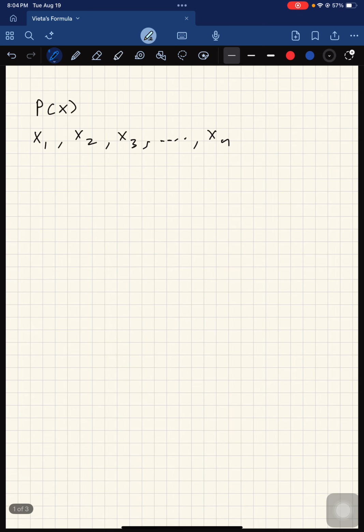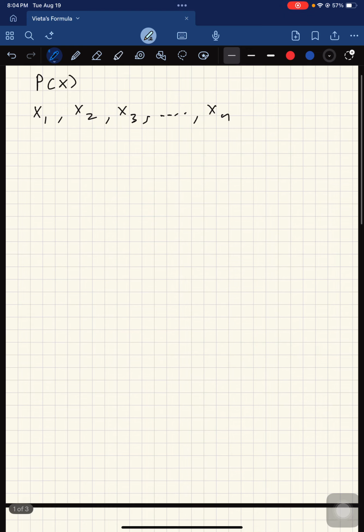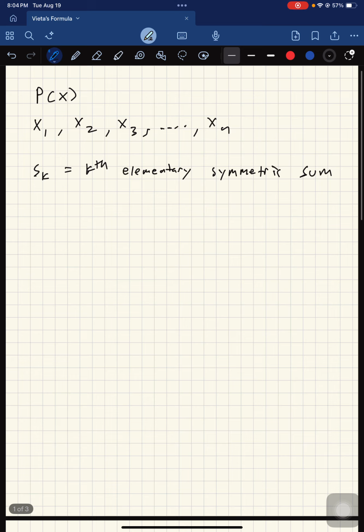Now, what exactly are elementary symmetric sums? I think it is easier for me to first show you a few examples. Typically we're going to use Sk to denote the kth elementary symmetric sum. This is a really fancy way of saying it, I guess. Normally you can just call it the symmetric sum. And so what does S1 look like? S1 is just going to be equal to the sum of all of the roots.